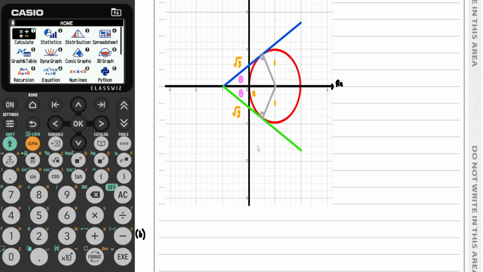So, to find out what θ is, we can use simple trigonometry. We've got sin θ, which is equal to the opposite over the hypotenuse, so we've got 1 over 2, meaning θ will equal plus or minus π/6. And the reason we've got plus or minus is because we are below the real axis as well as above the real axis.